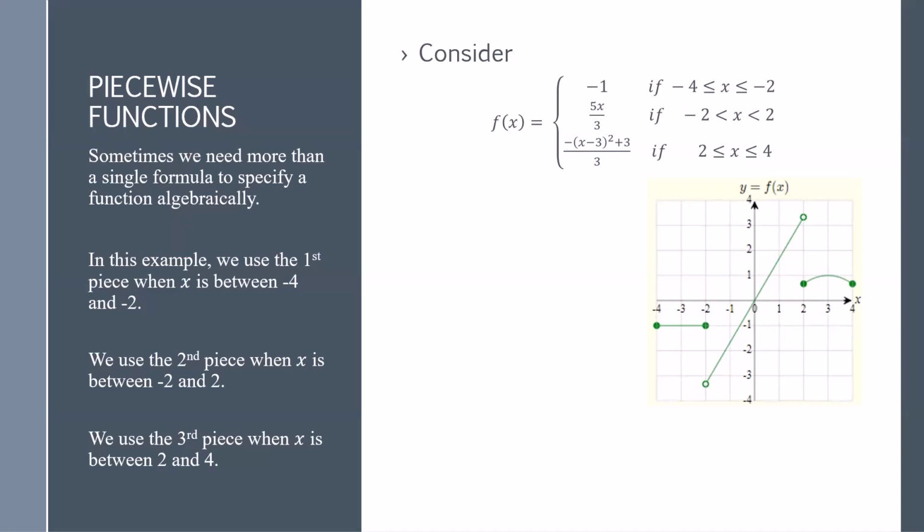What happens at the endpoints of these intervals depends on what happens when x is equal to certain values. So for example, we use the first piece when x is equal to -4 and when it's equal to -2 and all the values in between. The second piece has strict inequalities, so we don't use -2 or 2.